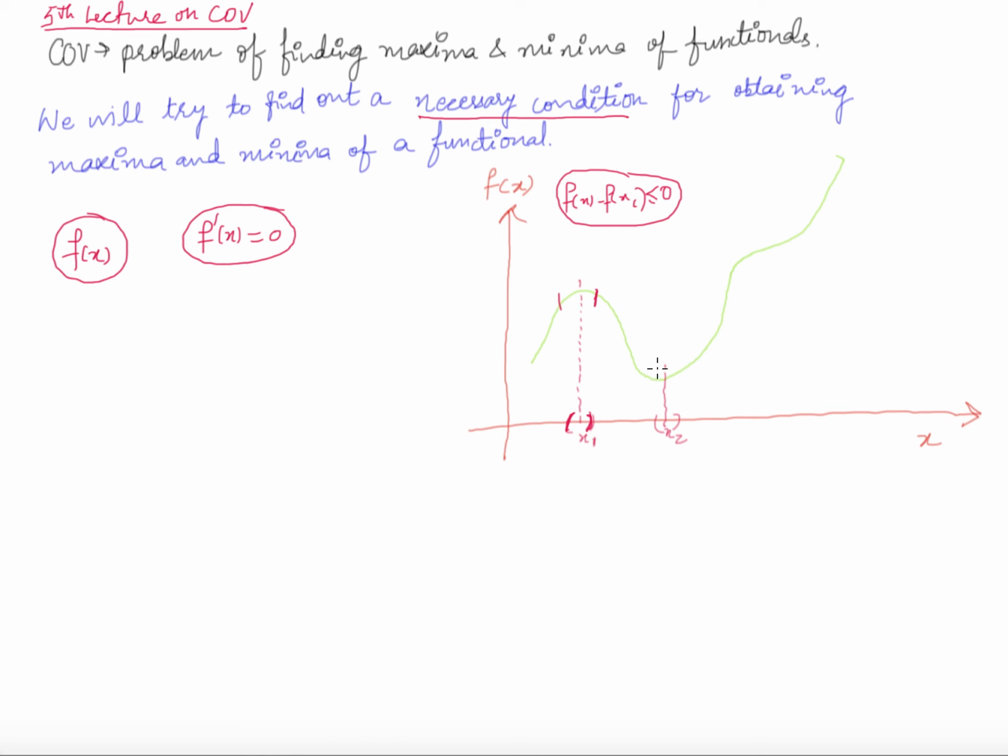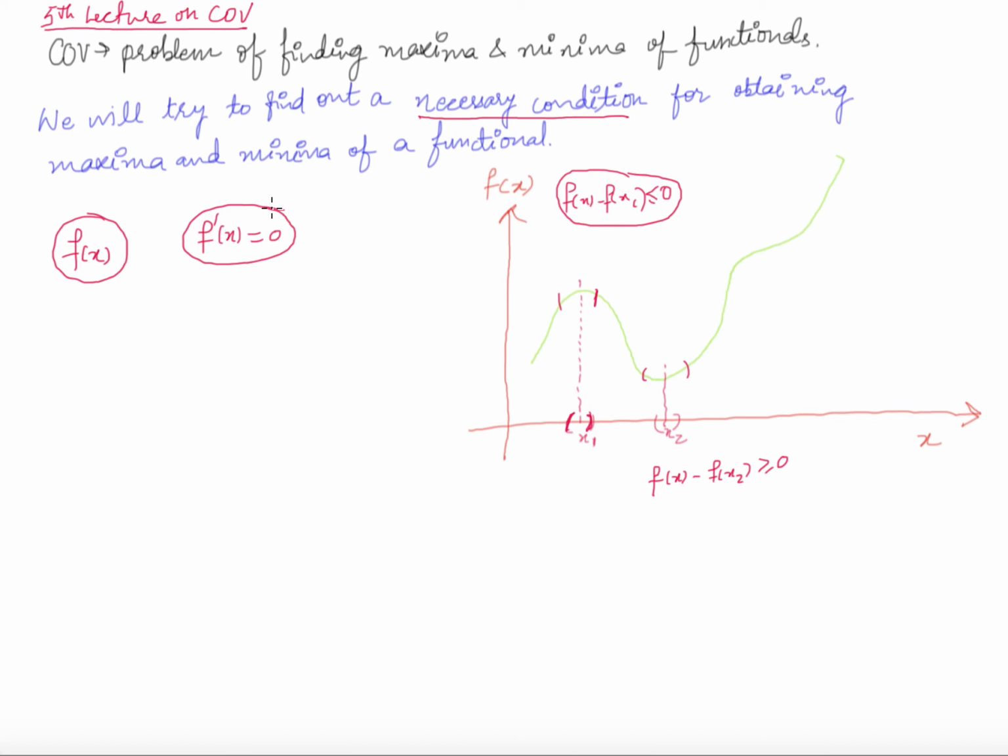And similarly you can see that x2 is a point of minima. It means that there exists a neighborhood of x2 such that f of x minus f of x2 is greater than or equal to 0 for all x in that neighborhood.